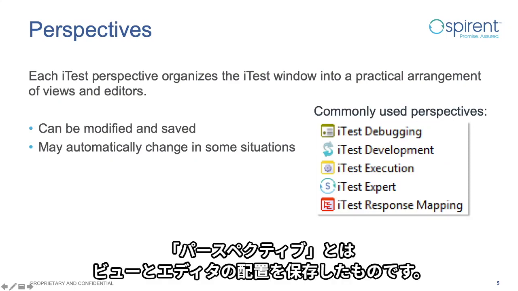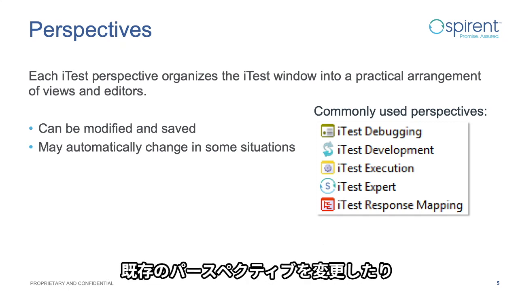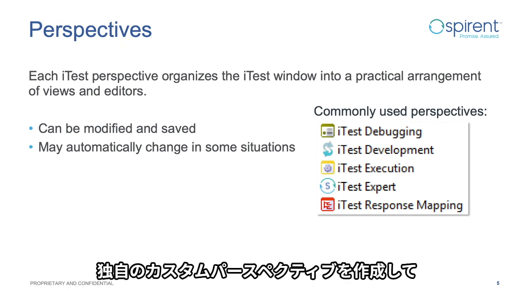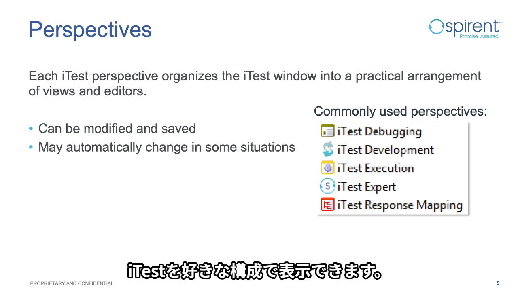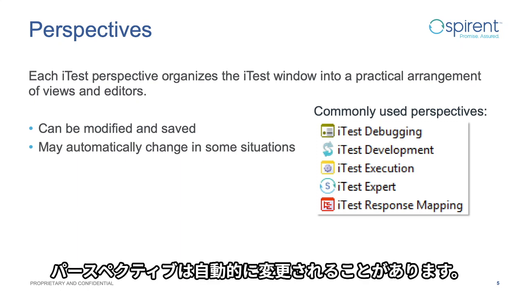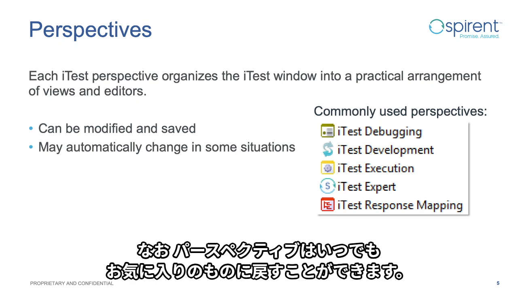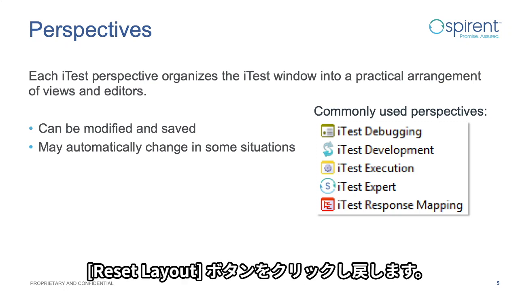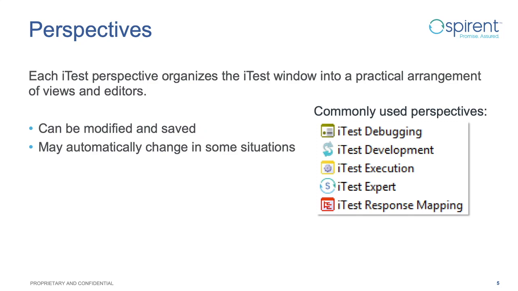A perspective is a stored arrangement of views and editors. You can modify existing perspectives or create your own custom perspective to make iTest display the way you like. In some situations, like creating a response map or debugging a test, the perspective can change automatically. Remember, you can always change back to your favorite perspective or click the Reset Layout button to restore the display to the way you like it.